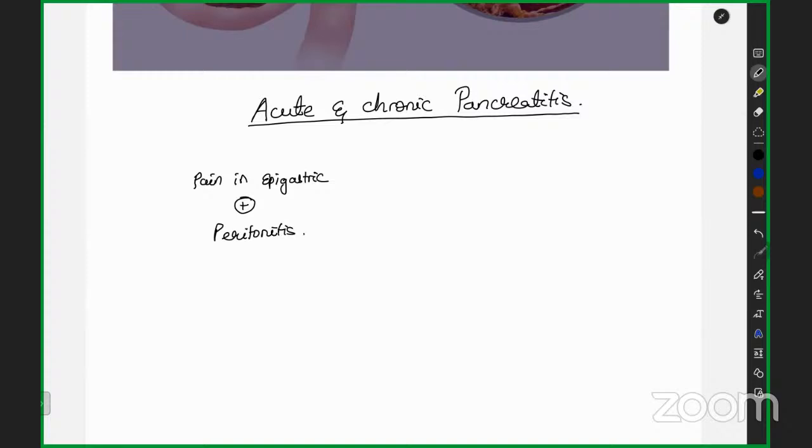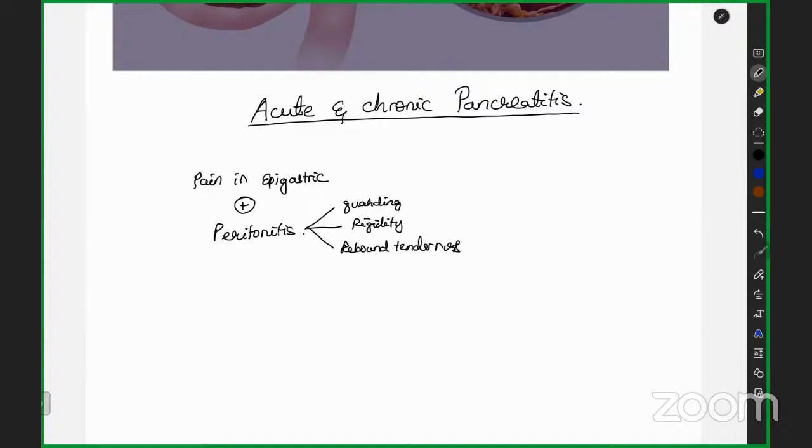The patient is coming to you with complaints of pain in the epigastric region, and there is a feature of peritonitis. How do you approach? What are the differentials you will have in your mind whenever you get pain in the epigastric region and the feature of peritonitis? First, let me tell you the features of peritonitis. You have three features of peritonitis. Number one, on examination, you are going to see guarding, you're going to see rigidity, and the third one, rebound tenderness.